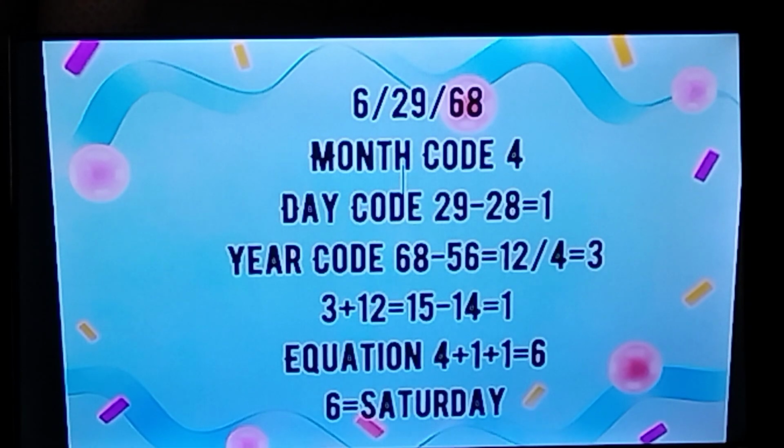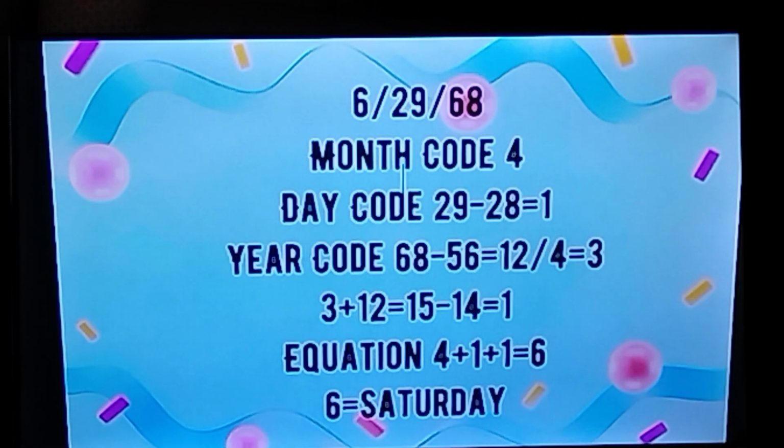Okay, if you got Saturday, then you did the math correctly. So the month code for June is 4. We take the date 29 and subtract it from 28, because remember I said 7 and 4 divides evenly by 28, and that's our little shortcut. We get a 1 for the day code.